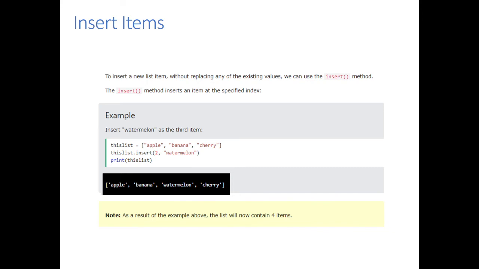How to insert items? To insert a new item without replacing any of the existing values, we can use the insert method. The insert method inserts an item at the specified index. Insert watermelon as a third item. So we have this list, apple, banana, cherry. This list.insert(2). So that's a third item. Remember that our index starts with 0. Then watermelon. So if we print this list, we have apple, banana, then watermelon is inserted at position number 2, 0, 1, 2. And then cherry here moves to the next position.